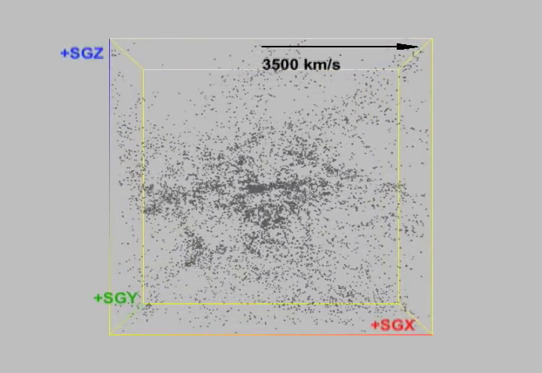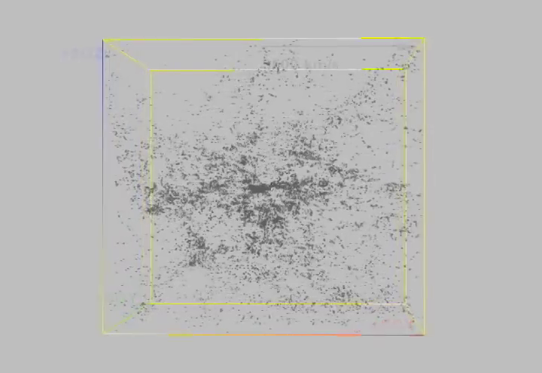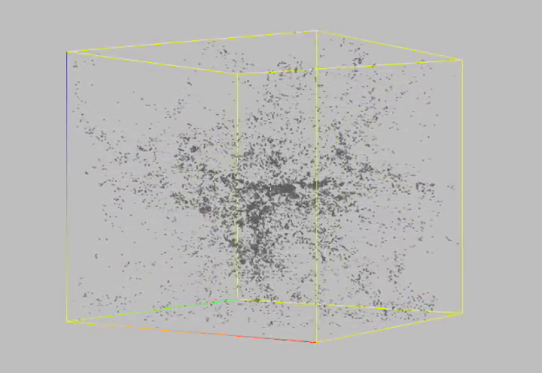The SGX, SGY, and SGZ axes are colored red, green, and blue respectively. The distance from our galaxy at the center to a wall is 3,500 kilometers per second, or roughly 45 megaparsec. There are 7,000 known galaxies in this volume.